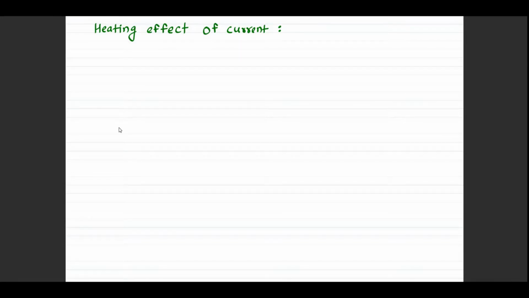Hello everyone. In this video we are going to discuss the heating effect of current. Now to understand the heating effect of current, consider this. Say a resistor of resistance R is connected across a battery which creates a potential difference of V.